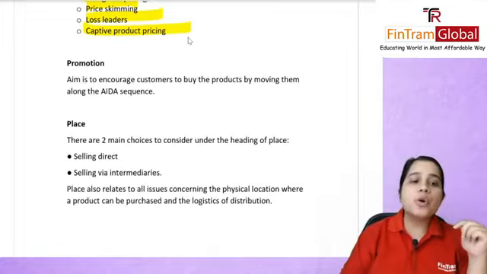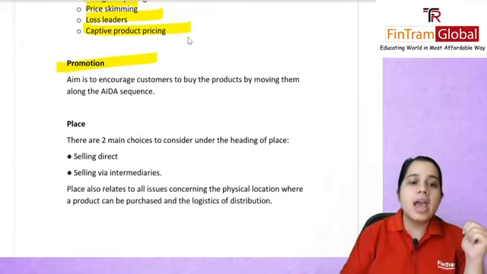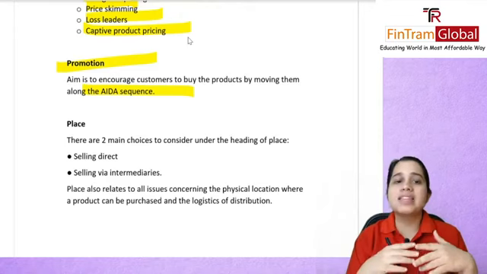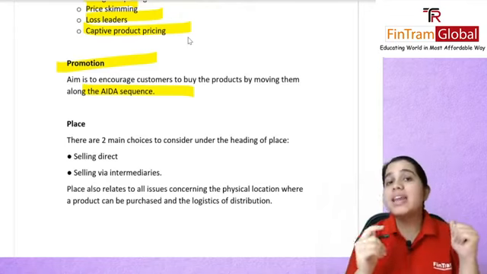Then of course there was promotion, wherein we said that the aim is to basically move towards your AIDA sequence, which was basically action, interest, desire, and awareness. So that was your AIDA sequence.